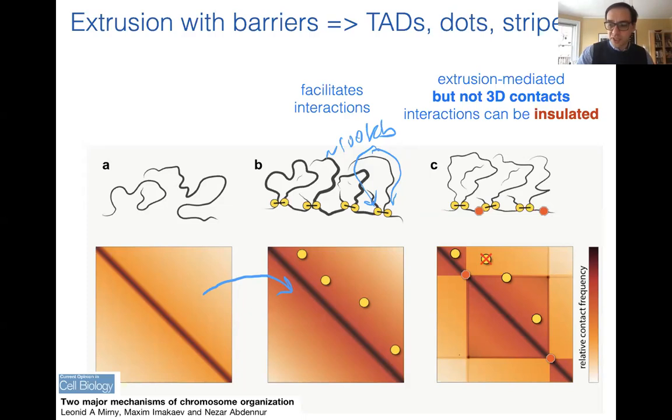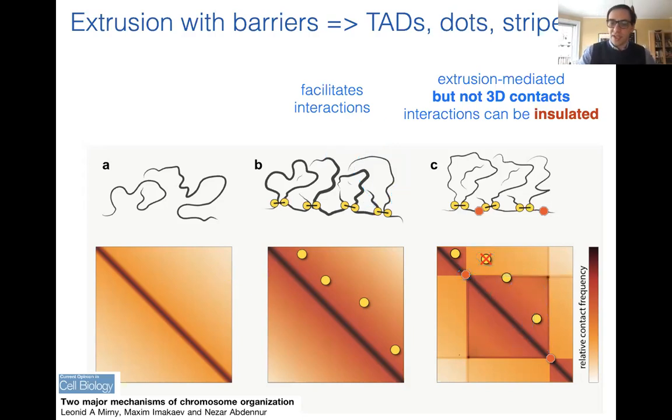So to get these features visible, you need boundaries. Once you establish boundaries, you essentially eliminate certain positions for loop extruders, and that would enrich interactions within domains and create stripes, because all the interactions that are lost between TADs are now accumulated at the boundaries. And you would get these dots. Again, these are interactions that would otherwise be depleted between the two domains, so they accumulate between the two boundaries. So conceptually, all these interactions are facilitated by extrusion, but some are facilitated more than others.